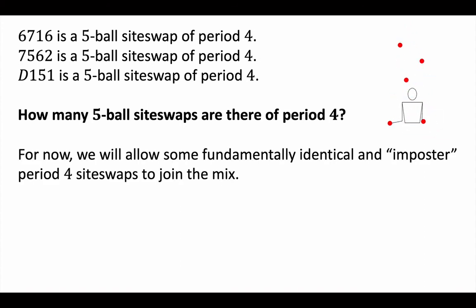Now we're going to allow some extra counting to take place. For example, we'll use some patterns that are fundamentally the same, but count them as distinct, and then we'll allow some what I call imposter period 4 siteswaps to play in as well.